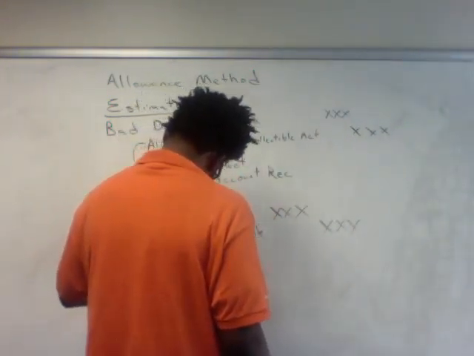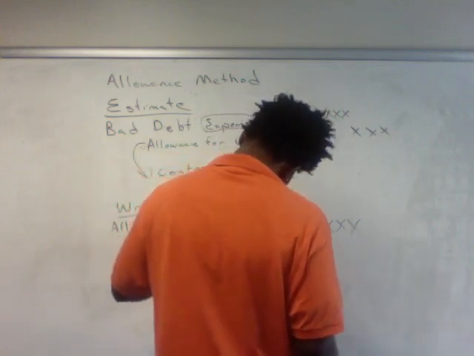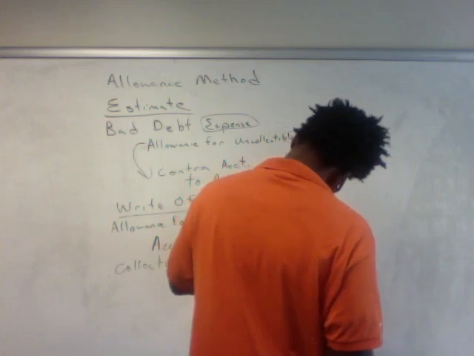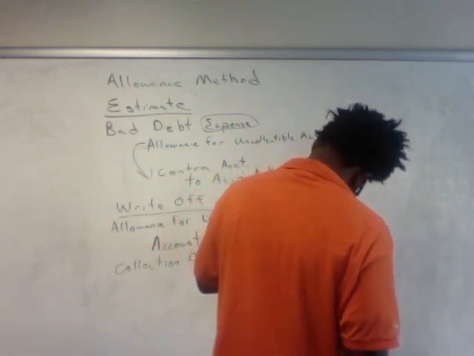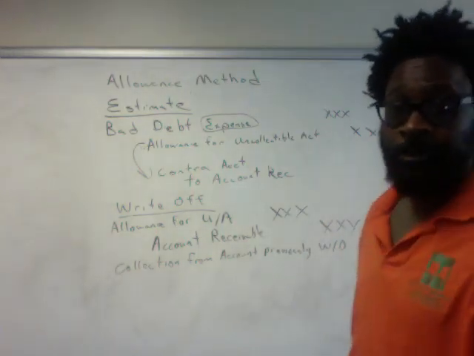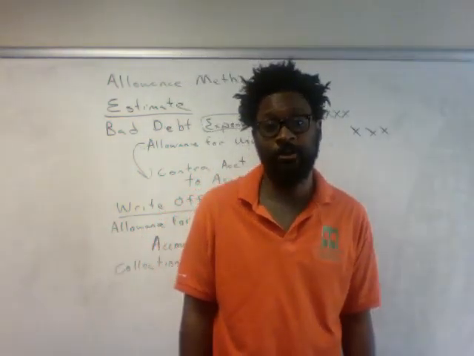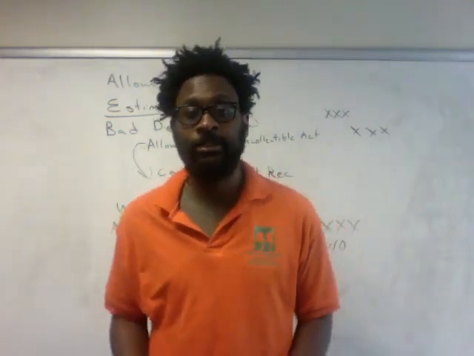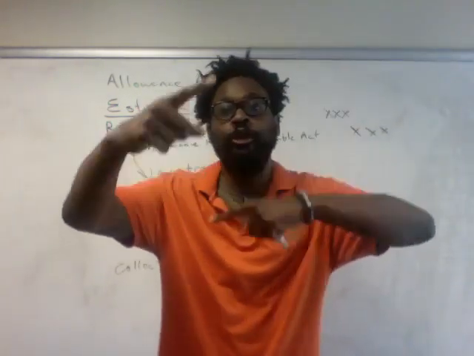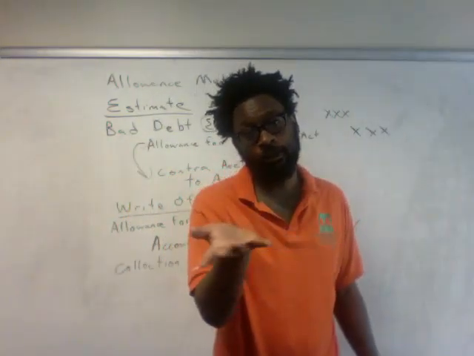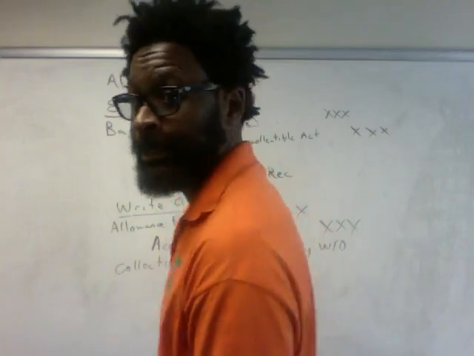A collection from an account previously written off. A collection from an account previously written off. How do we address that? Well, it's a two-step process. First, you reverse the write-off entry. You flip the write-off entry, and then you record it as a normal collection on an account.